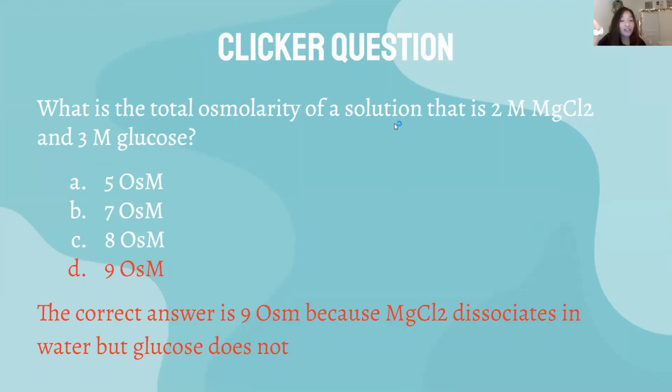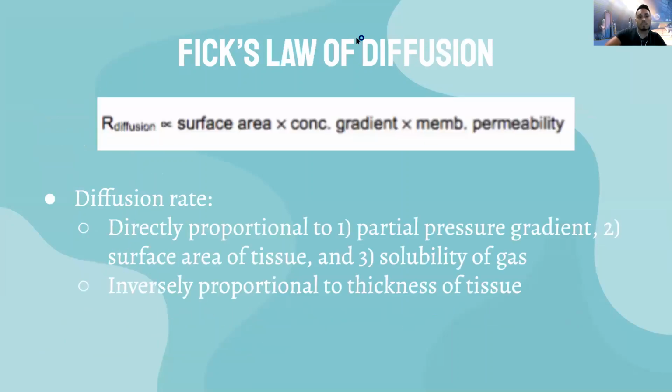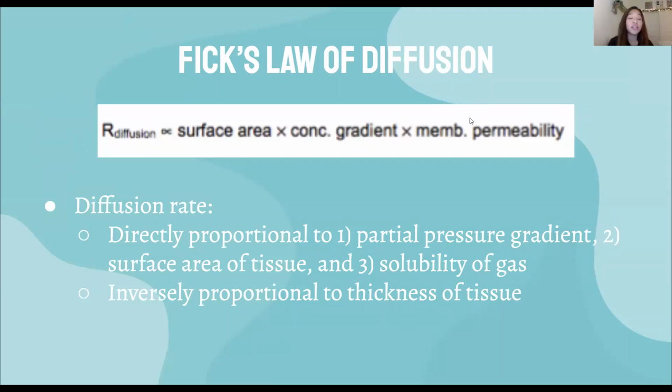So just to reiterate, magnesium chloride dissociates in water, but glucose does not. All right, now let's move on to the next slide. So Fick's law of diffusion. So diffusion is just the net movement of a substance traveling down its gradient. So a concentration gradient is just a region of space over which the concentration of a substance changes, where it naturally moves from an area of higher to lower concentration.